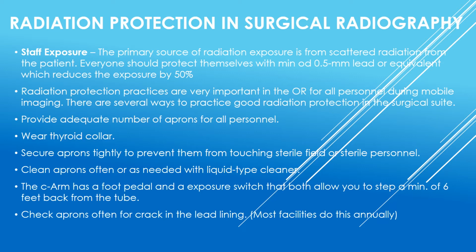There are several ways to practice good radiation protection in the surgical suite. Provide adequate number of aprons for all personnel. Wear your thyroid collar. Secure aprons tightly to prevent them from touching sterile fields or sterile personnel. Clean the aprons often or as needed with liquid type cleaner. The C-arm has a foot pedal and an exposure switch that both allow you to step a minimum of 6 feet back from the tube. Check the aprons for cracks in the lead lining. Most facilities will do this annually.